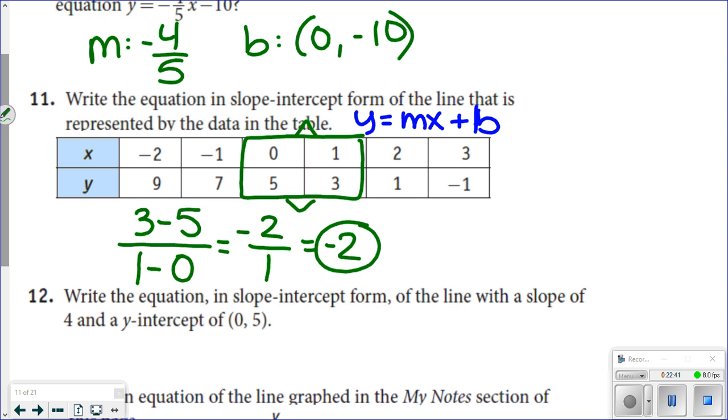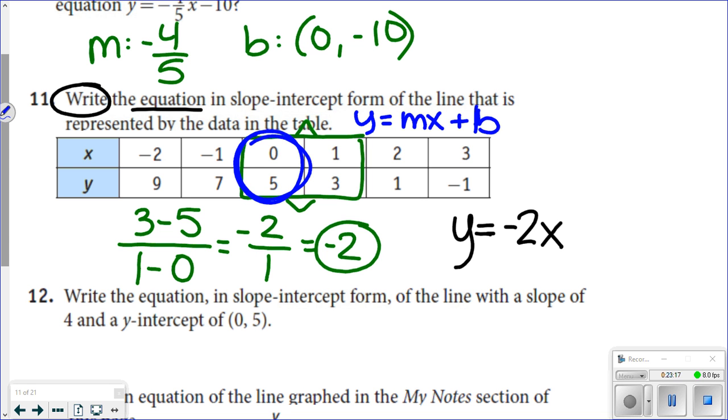Have I fully answered the question? No, because it asked us to write an equation. We're not done yet. So I have y equals my slope, which is negative 2x, but I do not have my plus b. I do not have my y-intercept yet. We'll go back and look at question 7. How do we find the y-intercept from a table? When x equals 0. So my y-intercept is 5. So y equals negative 2x plus 5.